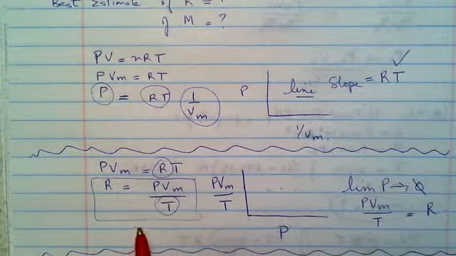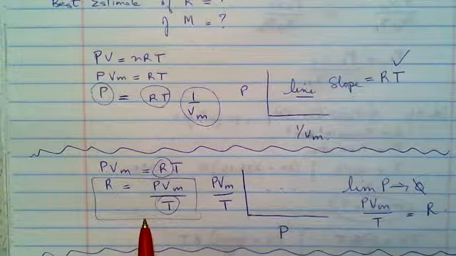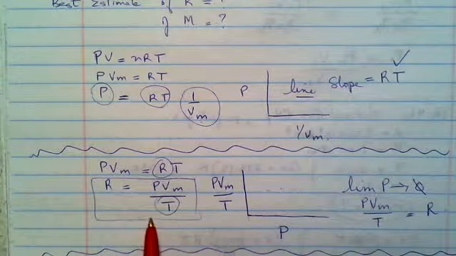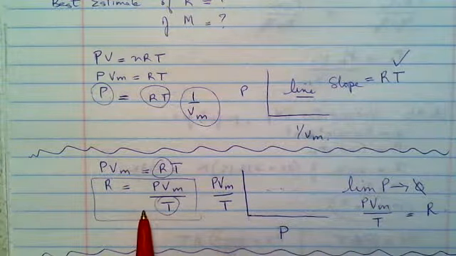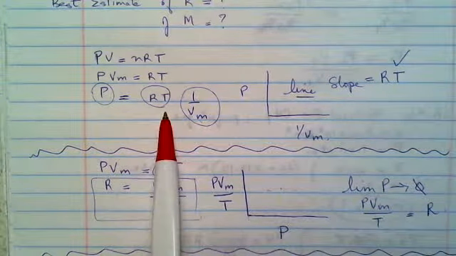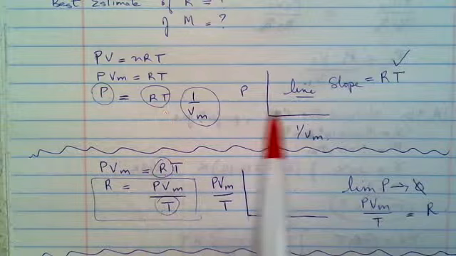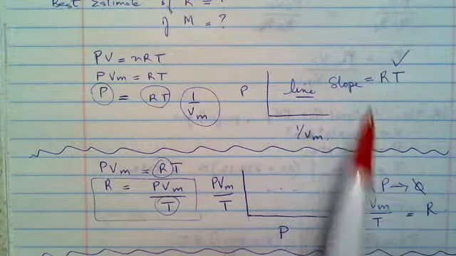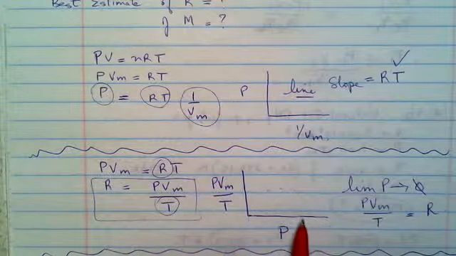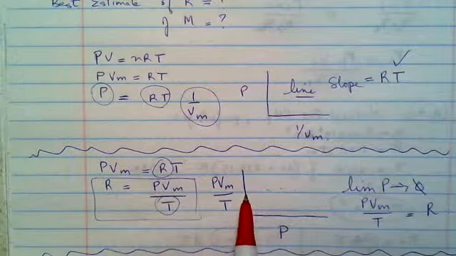I haven't done these side by side to see which actually gives me the better estimate of R. This one would, as I said, not here, sorry, up here, this one would give me the slope. R would be in the slope, and so R would be equal to the slope divided by temperature. And down here it would be the intercept.